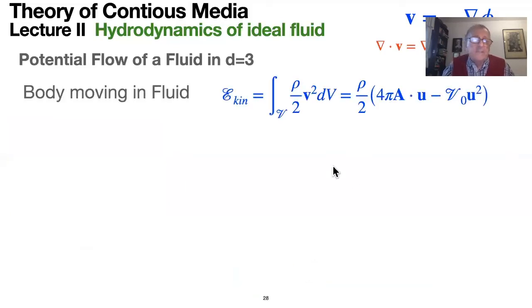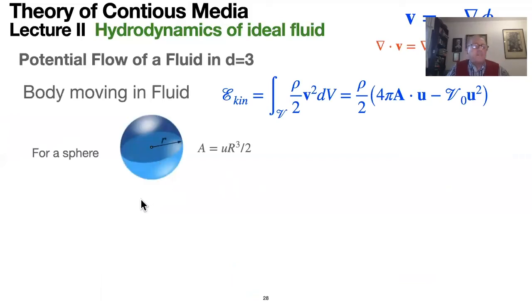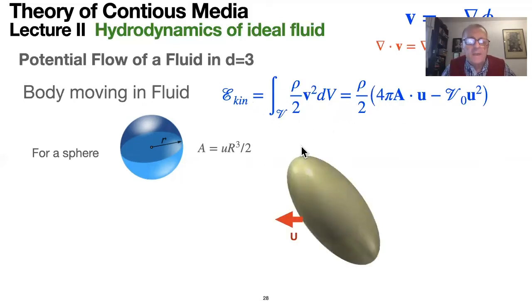So that is the expression for a kinetic energy. And for a sphere with the radius r, that coefficient A was, I ask you to remember it, the velocity times r cubed over 2. So if we add it here, then this is a simple expression.